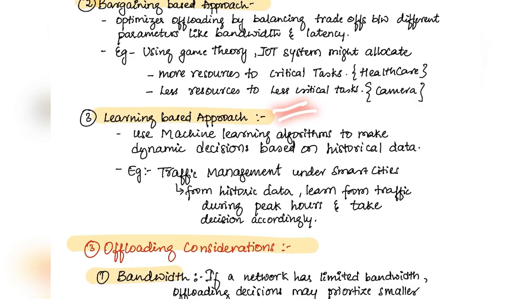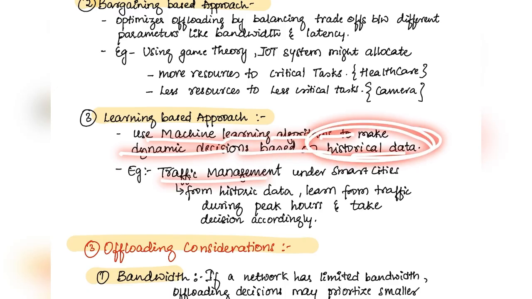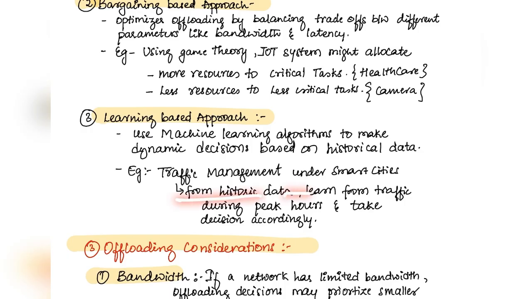Then we have the learning based approach. As and when the data comes and offloading is happening, these decisions are kept into consideration, and by making use of ML algorithms, dynamic decisions are taken depending on the historic data. For example, traffic management in smart cities. From historic data, we learn that at this time there will be peak hour, so depending on that we can take decisions accordingly. During evening times, signals can be changed, or the timing of signals could be changed.